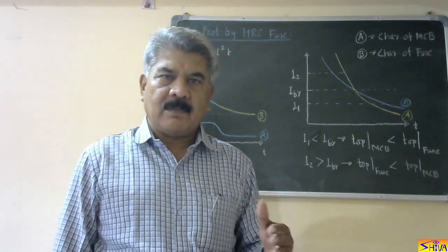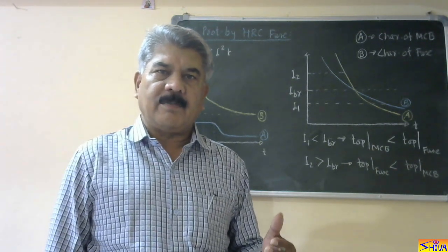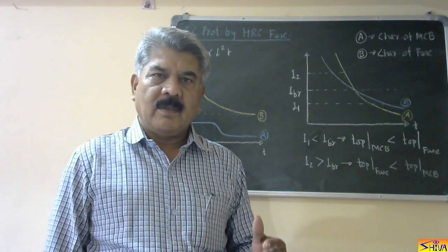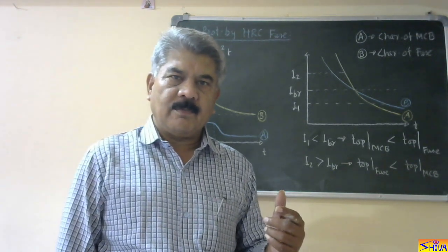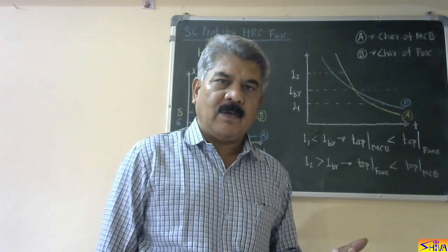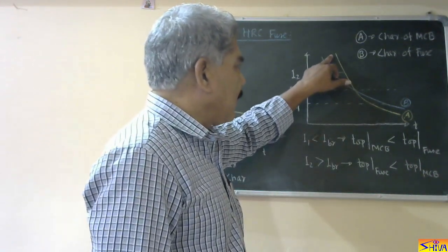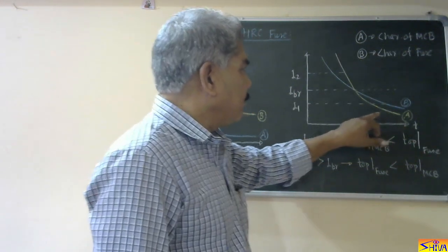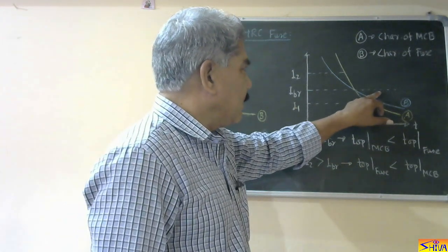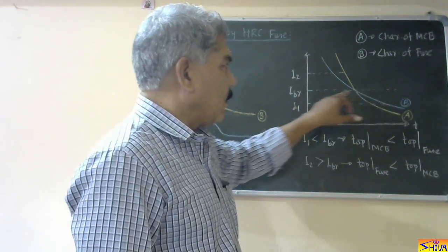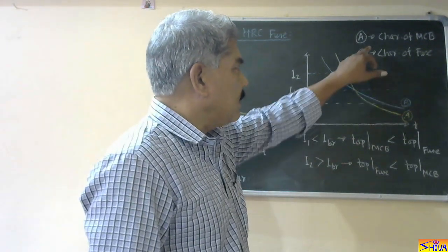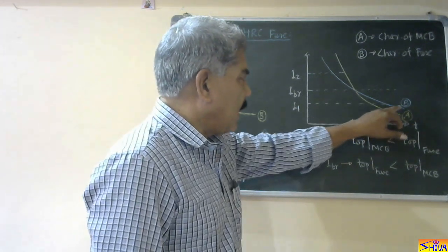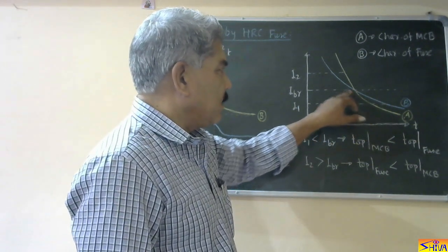If current is more than breaking current or breaking capacity of the MCB or MCCB, then in order to protect the MCB also, fuse should blow first, and if fuse fails to operate, then only MCB or MCCB should operate. So in this diagram, A is the characteristic of MCB and B is the characteristic of fuse. This is the breaking current or current corresponding to breaking capacity of this MCB or MCCB. So these two characteristics, that is characteristic of MCB and fuse, they are intersecting at this breaking current point.